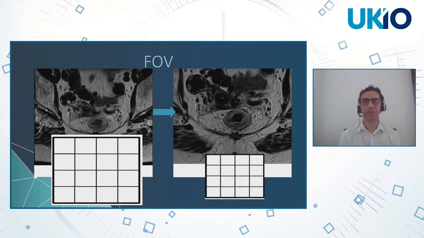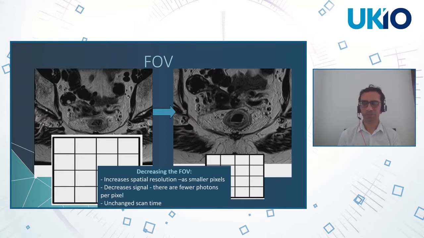So here's a simplification of what we've done. The same number of pixels are in both of these simplified diagrams. So smaller pixel size increases the spatial resolution, but also decreases the SNR. So here's a summary text box on that.